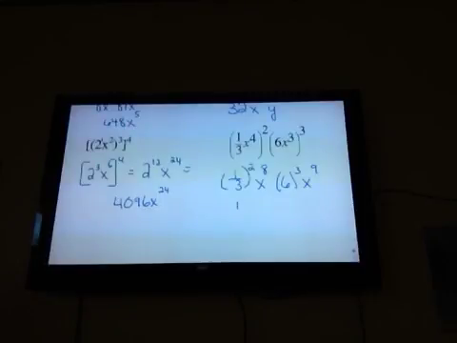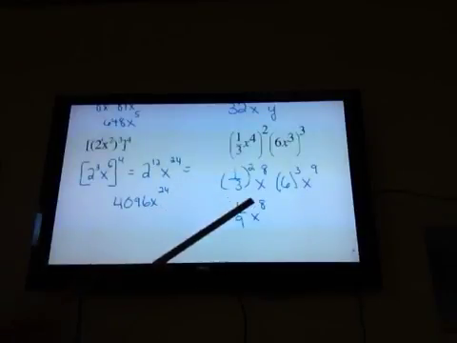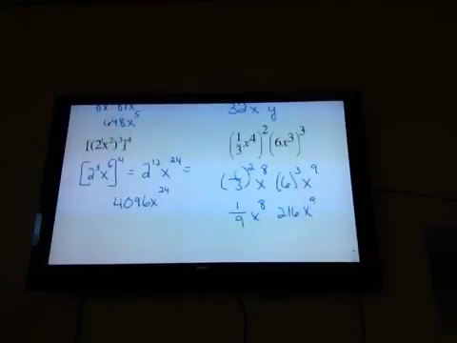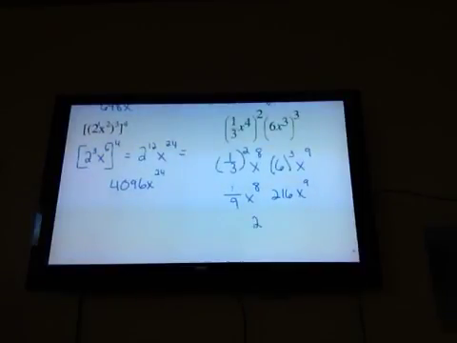So then I have 1/3 squared is 1/9. And, you know, really, you could punch into your calculator 1/3 squared times 6 to the 3rd. Is that 216? That's not right. So 216 x to the 9th. So 1/9 times 216 is 24. X is 17. Add the powers at that point.